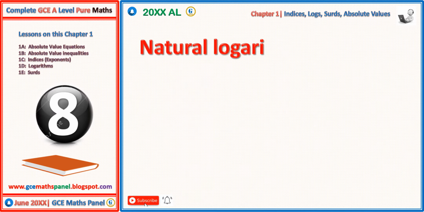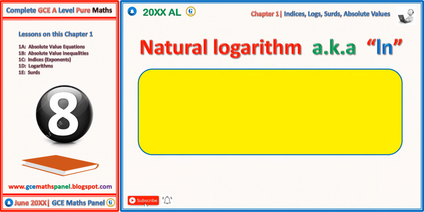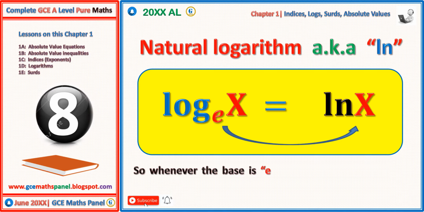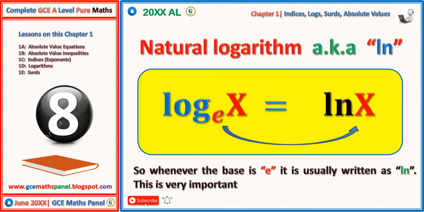The next thing we have to note is the natural logarithm, also known as ln. The ln means that the base is the natural number e. So if you have log x base e, where e is the natural number, it can be written as ln x. It's read ln x. So whenever the base is e, you have that ln. And this ln is very important when we are differentiating and when we are integrating. So that's one of the most important aspects of this lesson.